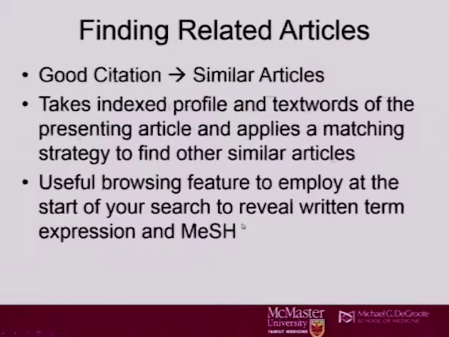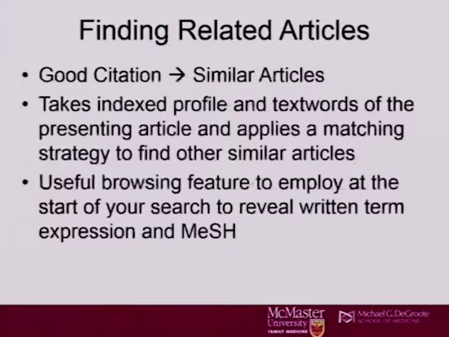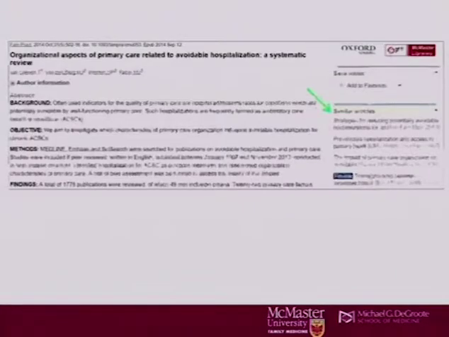Another great tip about PubMed is finding related articles. The idea is if you find a good citation, you want to find more of them. PubMed has an algorithm that they run on that right-hand panel, and it will find you similar articles. It takes the index profile of the article that you have open, and it applies a search, and it's another good first stop at finding what you're looking for.